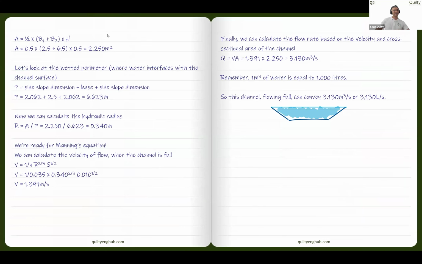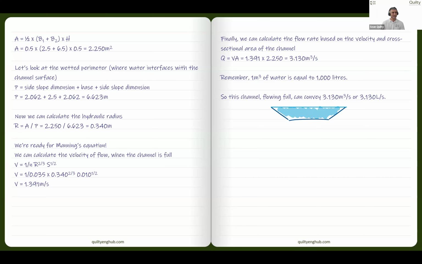So in this case, I've just worked out the cross-sectional area using the trapezoidal equation. So we've got 2.25 square meters of flow area. Again, we're assuming that this channel is flowing absolutely full. Then we look at the wetted perimeter, and using the hypotenuse calculation, we can work out the length of both our batters plus our base width, and we get 6.623 meters. So now we have our area, and our wetted perimeter. So we can calculate our hydraulic radius, R equals A on P. So we've got a hydraulic radius of 0.34 meters.